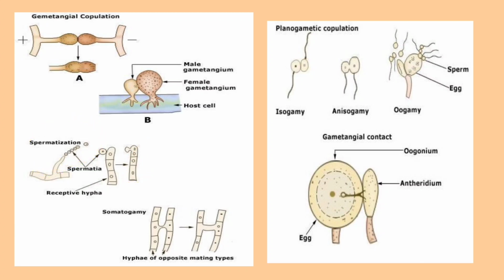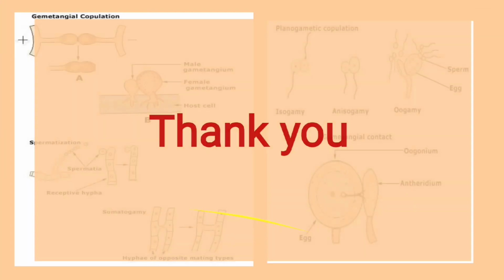And somatogamy means the fusion of two cells, not the fusion of two nuclei. It means hyphae of opposite mating types, one a plus strand and one a minus strand, come into contact together; this is called somatogamy.